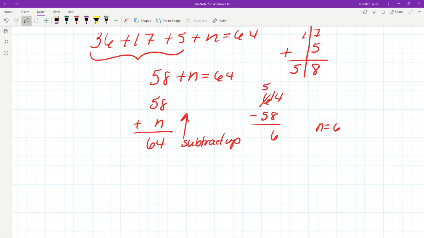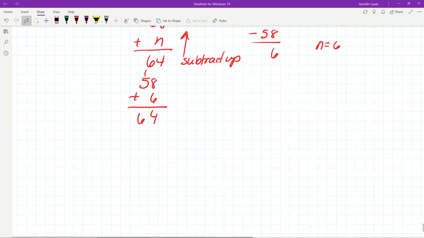Let's make sure we are correct. I'm going to say 58 plus 6 is what? This is going to be 14, carry the 1, and it worked out beautifully. All right, so let's talk about missing numbers in subtraction next.